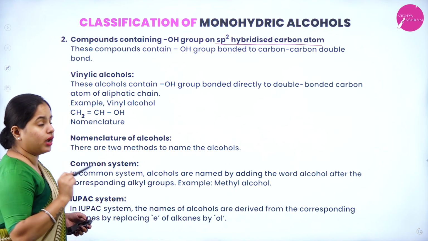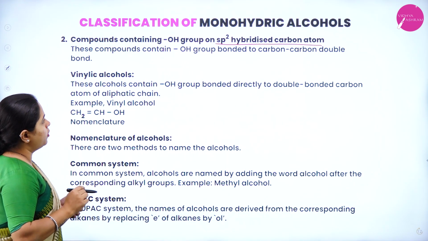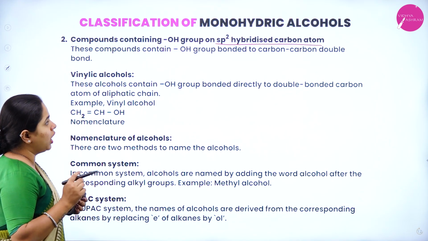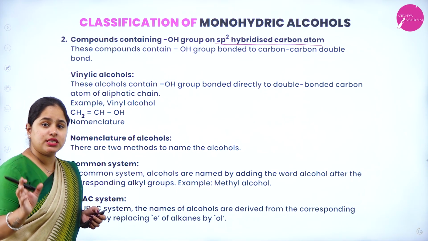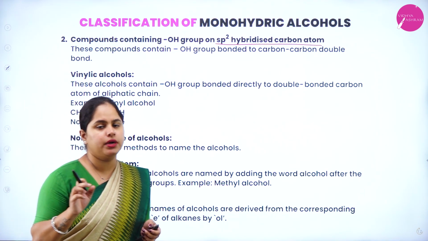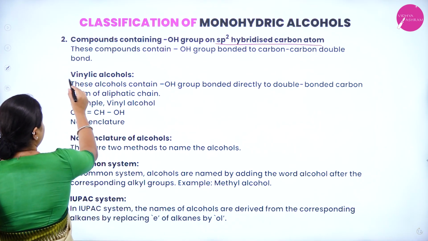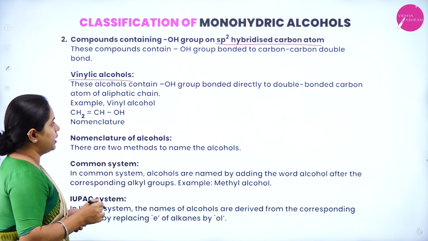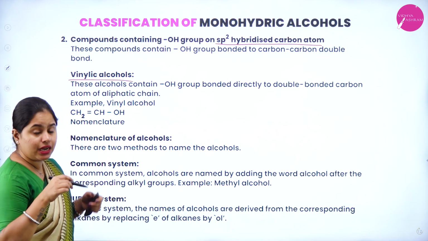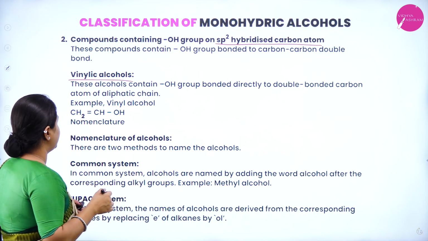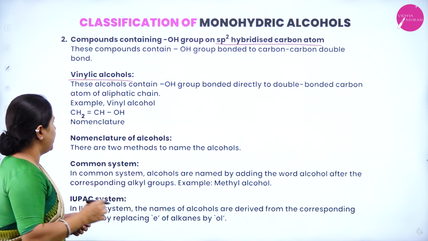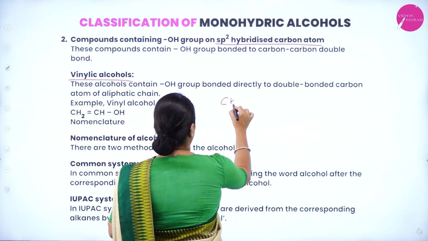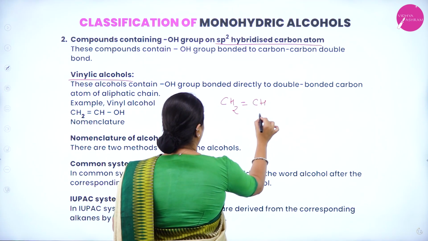It is sp2 hybridized carbon. These compounds contain a hydroxyl group bonded to a carbon-carbon double bond. So this is directly attached to the carbon-carbon double bond. The first one is vinylic alcohol. These alcohols contain a hydroxyl group bonded directly to a doubly bonded carbon atom of an aliphatic chain. One example is shown here, CH2=CHOH.